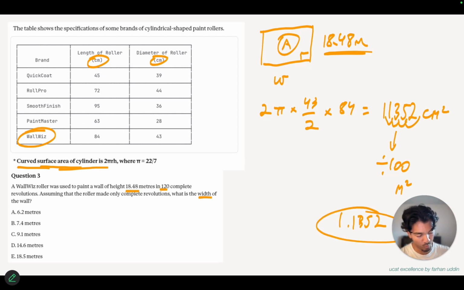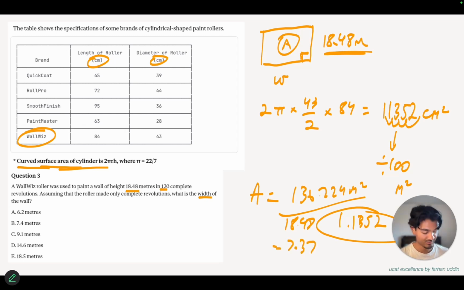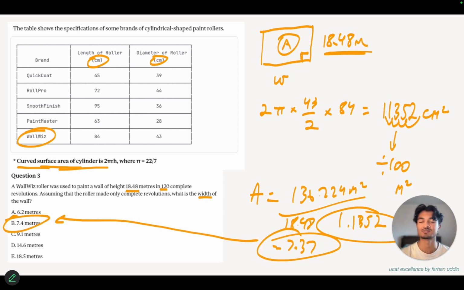Now that's just one revolution, right? If you can imagine, that's just one of these. We need to multiply it by 120 to find the whole area of the wall. And if we do that, 1.1352 times 120 gives us 136.224 meters squared. So that is our area. Once we have the area, we can divide by 18.48 to give us our length, or the width of the wall here, which is 7.37. So this is our answer, and rounded gives us 7.4 meters.